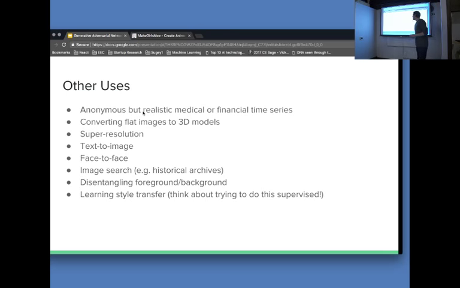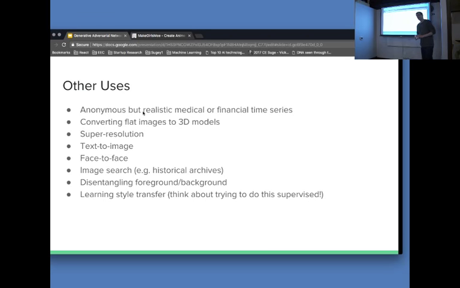You've also got 3D models. Imagine being able to take a picture of something and then turn it into a 3D model. That's pretty freaking cool. They can do that with GANs. Super resolution: taking an image that is low resolution and making it high resolution. Just the idea of that, pretty mind-blowing.